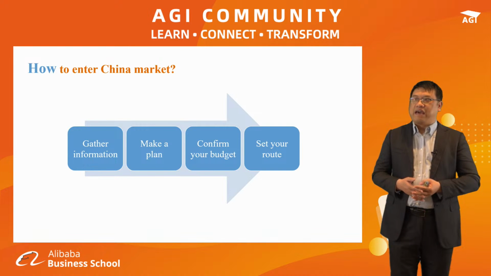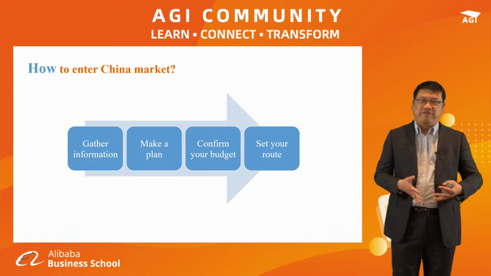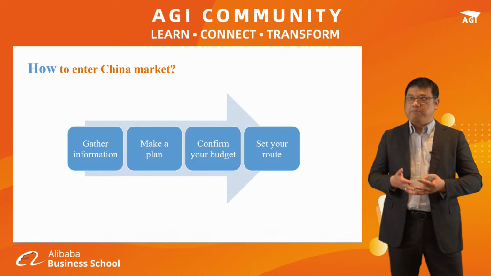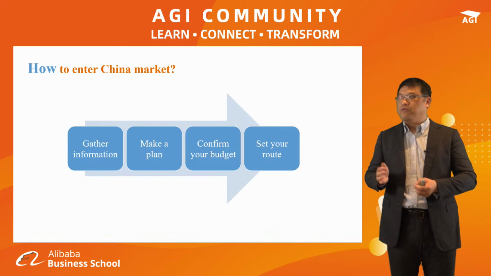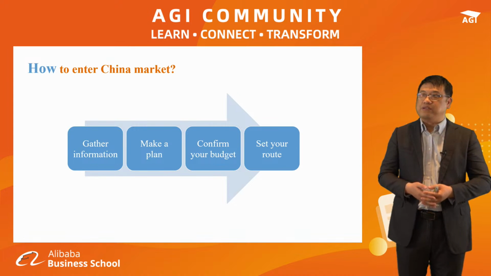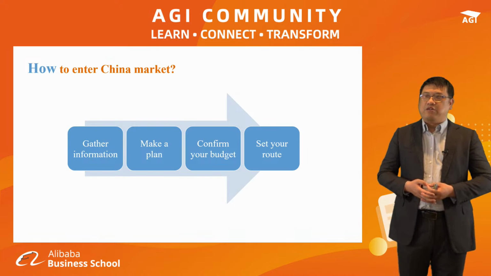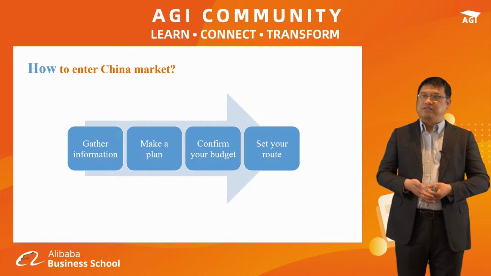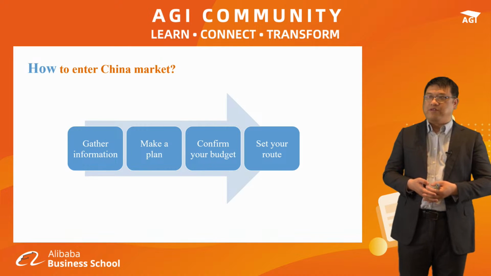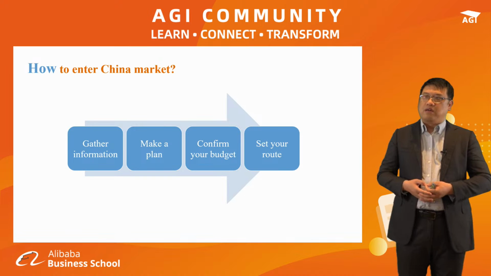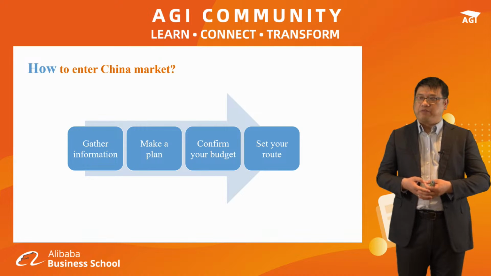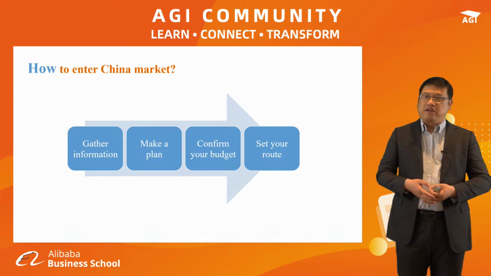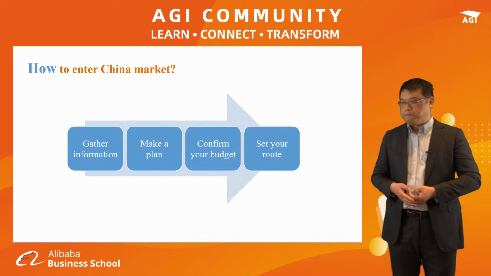First you gather information, and all the information comes to you. You have to analyze how your product can be proposed to the consumers, and how you can get your consumers interested in your product. Then you can make a plan: what is the budget, what is the marketing proposal, and of course how you can set up your office or find a real partner here in China. Then confirm a budget and start your route.